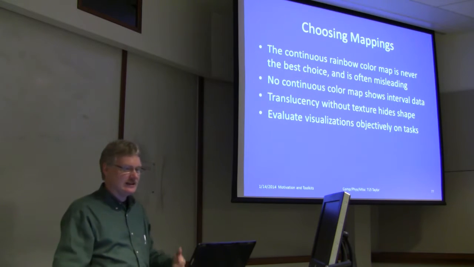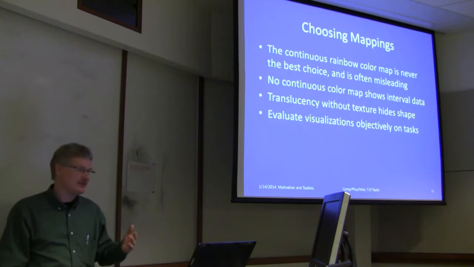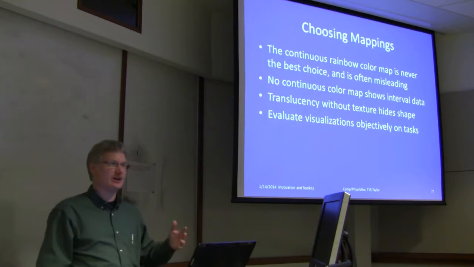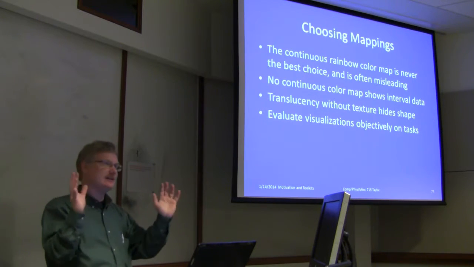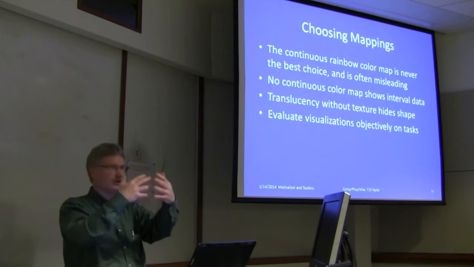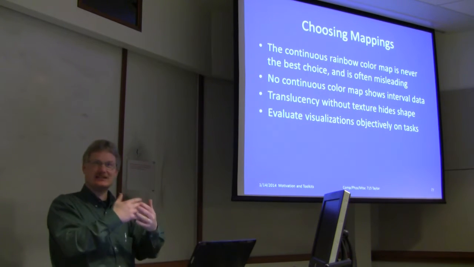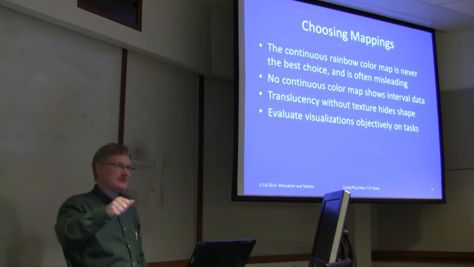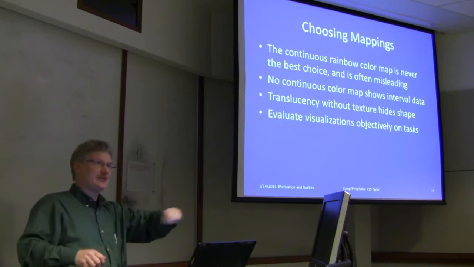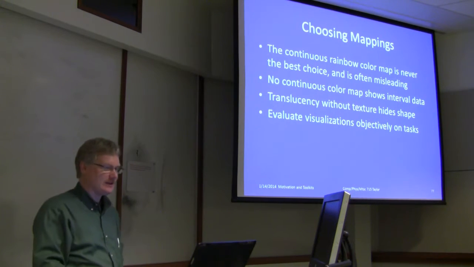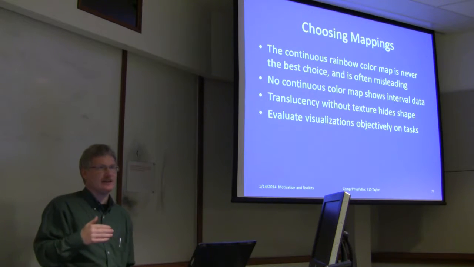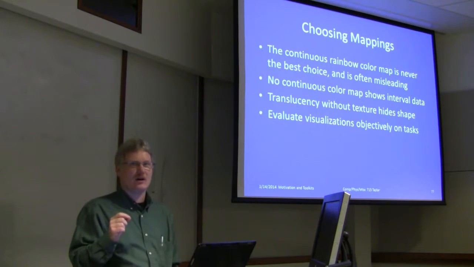Translucency without texture hides shape. So I'm going to make the thing semi-transparent. It'll be great. You can see the thing behind it, but you're no longer going to see the thing that you're rendering. You see the silhouettes, but you won't see the thing. This is the second trick we always want to play. Oh, the rainbow color map is great. And then we'll just use partial transparency to show.